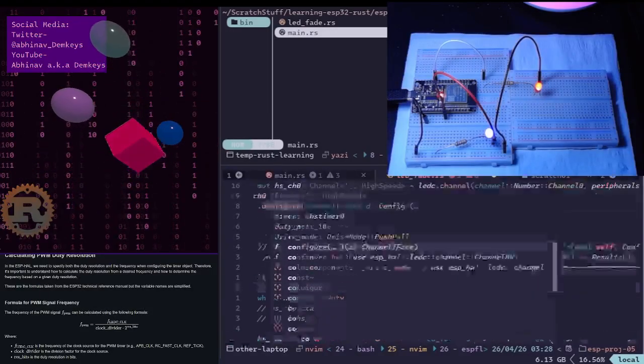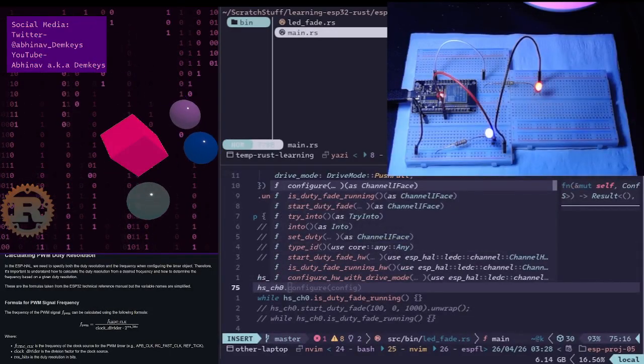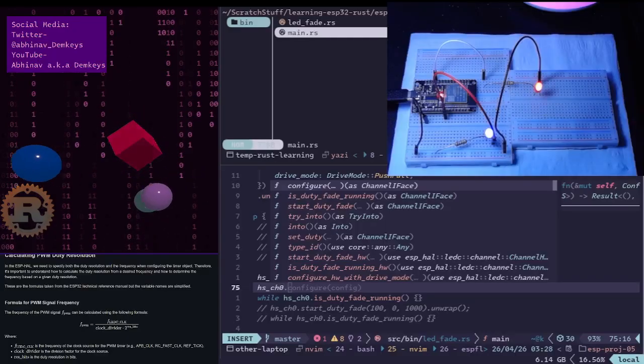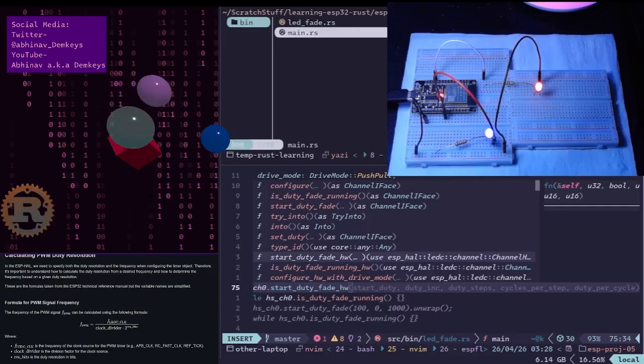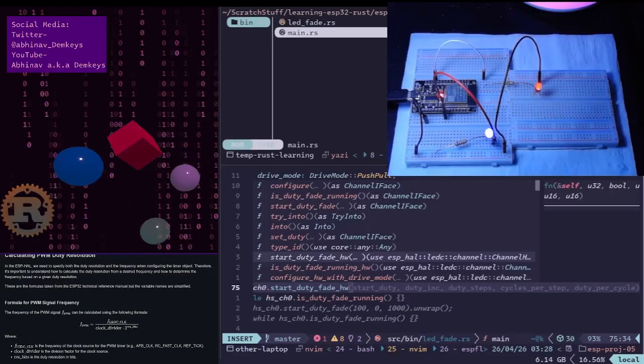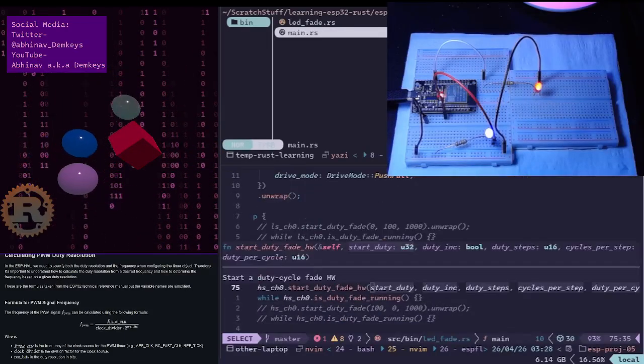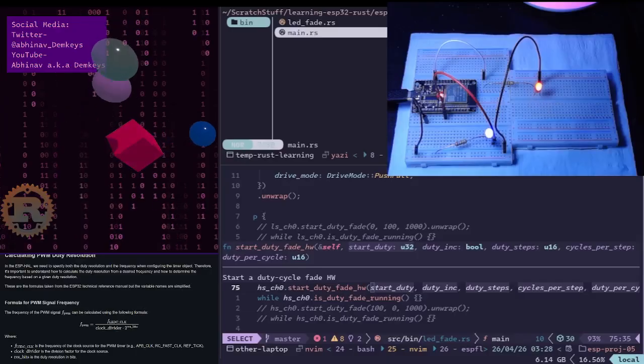So that's what we are doing with LEDC. There's a start duty fade function. I do need to look into the HW part of it. Wait, it seems like there's a scrolling option. No, it just says HW, doesn't say more.